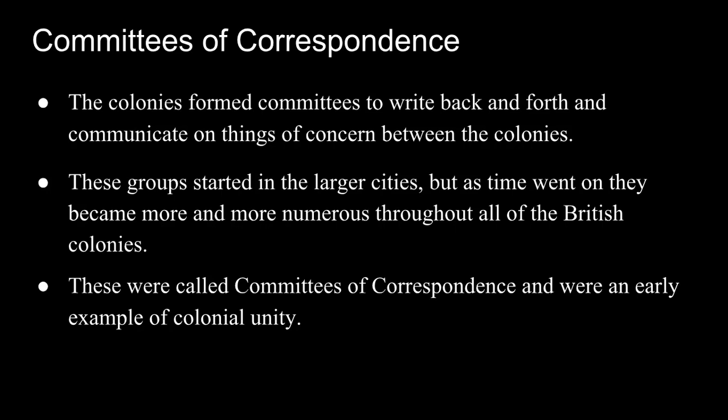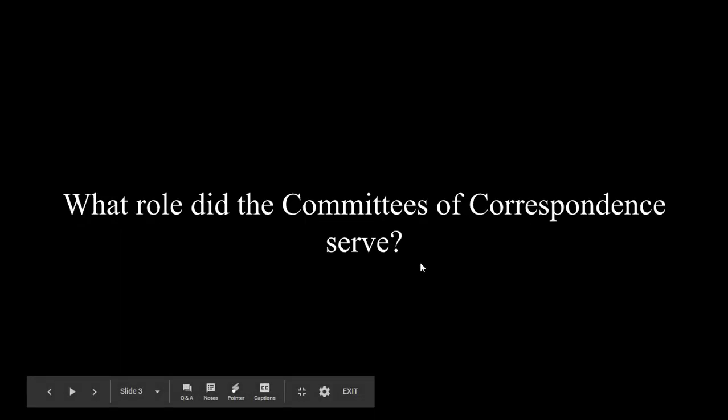They started in the larger cities like Boston and Philadelphia, but as time goes on, they become more and more numerous throughout all of the British colonies. These were called the Committees of Correspondence because they were corresponding with each other, communicating with each other, and they give us an early example of colonial unity.